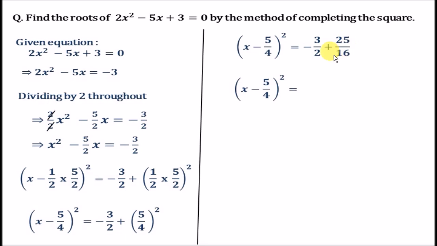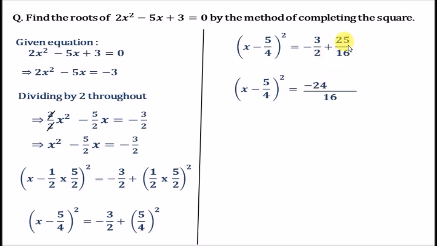Now on the right hand side we have denominators as 2 and 16. Taking the LCM, we will get the LCM as 16. 2 8s is 16, so on multiplying with minus 3, we will get minus 3 into 8s are minus 24.